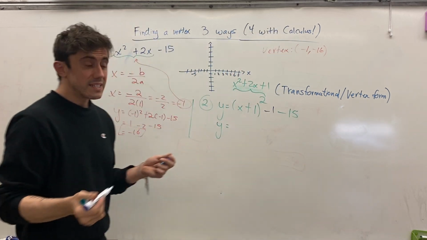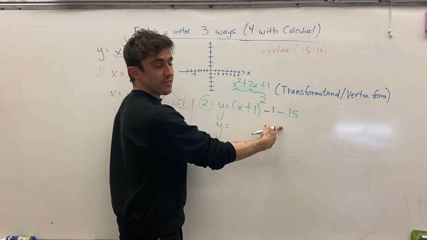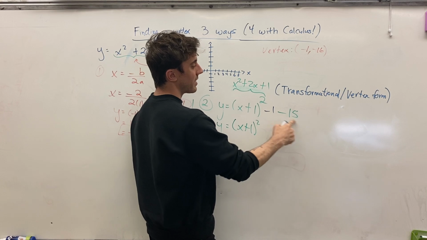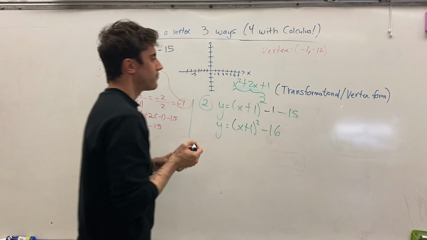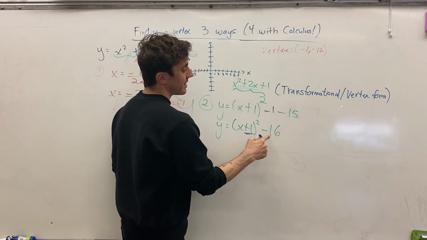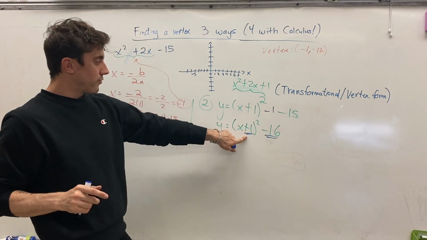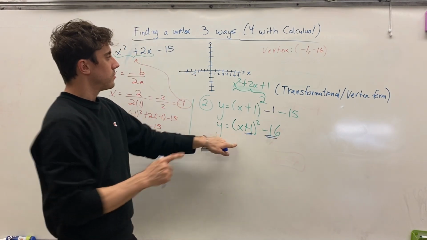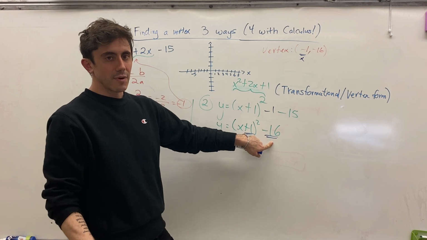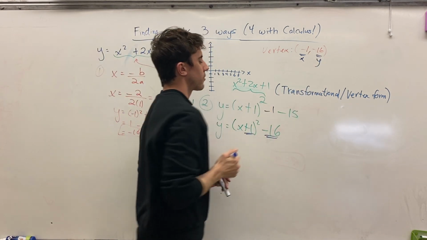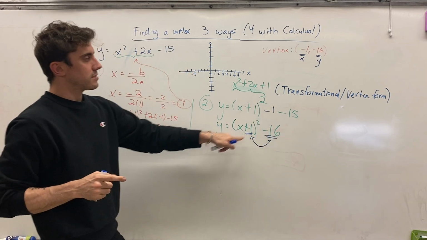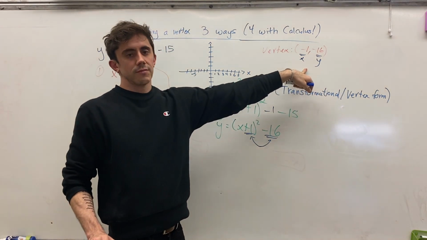okay? The reason why we call it that is because once we go ahead and simplify this, we have y is equal to x plus 1 all squared, minus 1 minus another 15 means minus 16. We actually get the coordinates of our vertex by flipping the sign on the x coordinate and keeping the sign on the y coordinate. And so if we flip the plus 1 inside the bracket, we get negative 1 for x. And if we keep the negative 16 outside of the brackets, we get our y coordinate for our vertex. And so this is usually called vertex form because it readily gives us the coordinates of our vertex, okay?